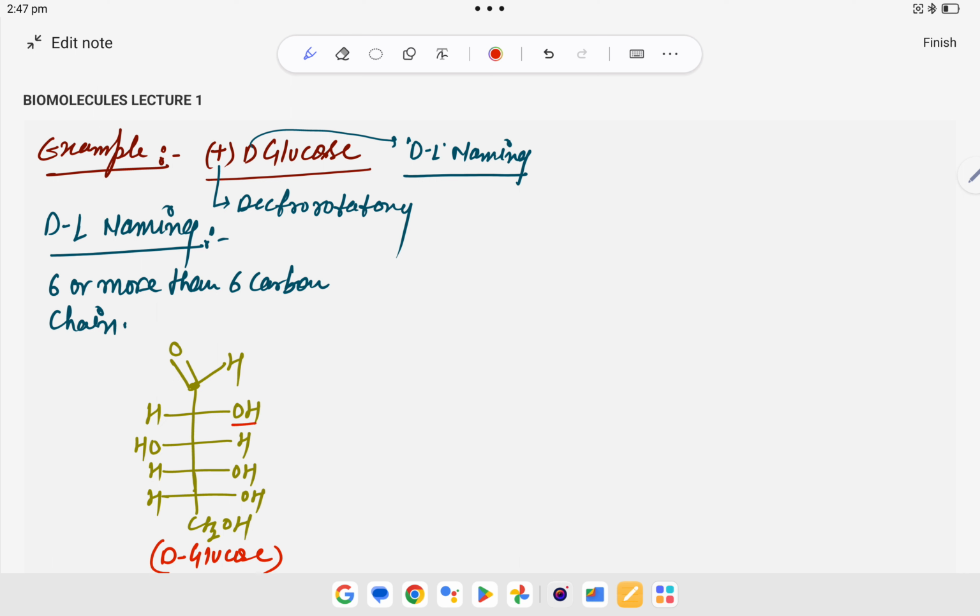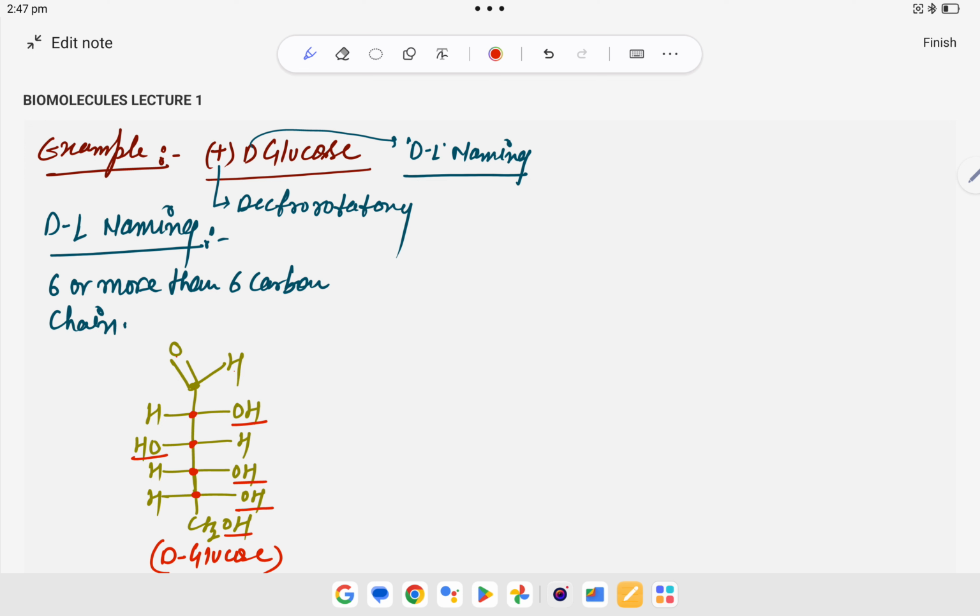D glucose, check it. 1 2 3 4 5, 5 OH groups are there. I told you many OH groups. And optically active means chiral carbon, 1 2 3, 4 chiral centers. Optically active polyhydroxy aldehyde CHO. So it is optically active polyhydroxyaldehyde.